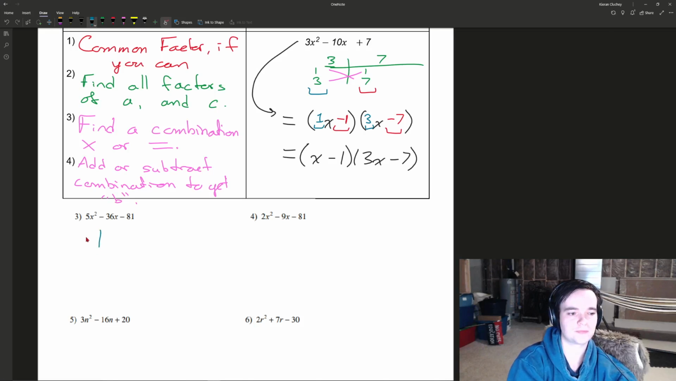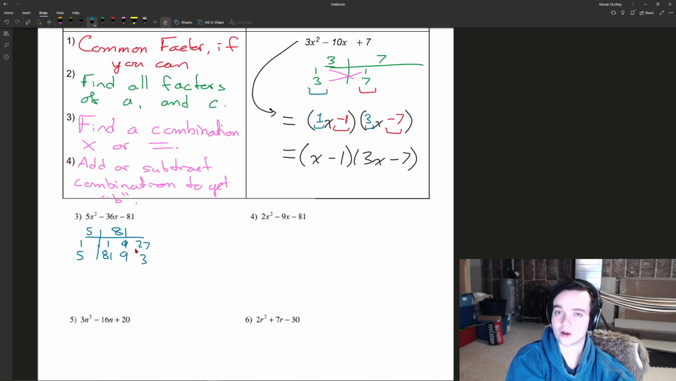So what I'm going to do, I'm going to create a table. 5 on this side, 81 on this side. I'm going to have 1 and 5. And 81 is, I guess there's not that many options, but there's a few options here. I could have 1 and 81. I could have, the next one I can think of right off the top of my head is 9 and 9. You know, in terms of other options, what do we have? I think I've got 27 and 3. And do I have anything else? I think that's it.